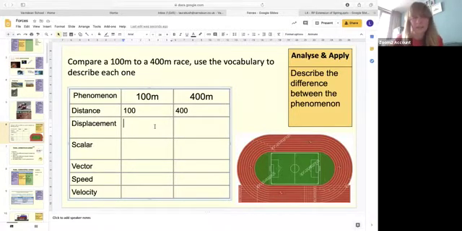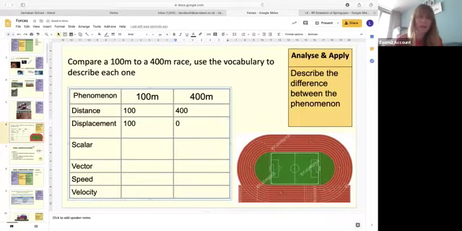Now displacement is not the route that you've gone, but the total from where you start to where you finish. So I start at 100 meters here and I finish 100 meters here. So I've actually been displaced the same amount as I have with my distance. So displacement is also a measurement. Now with my 400-meter race, I have gone all the way around the track once. I start here, but I also end here. So my displacement in my 400 meters is 0. I haven't actually gone anywhere.